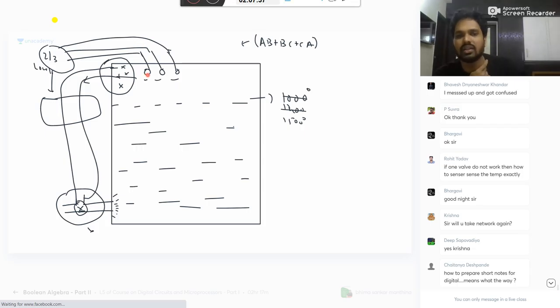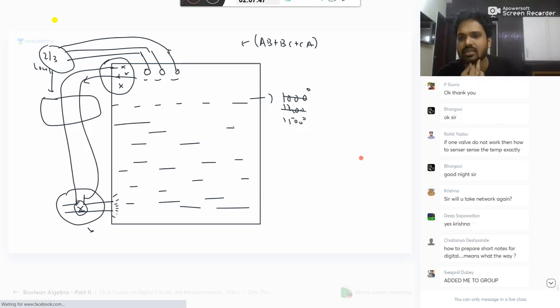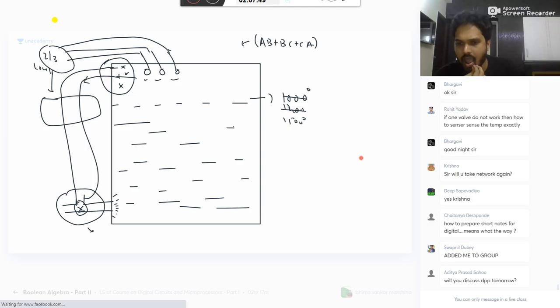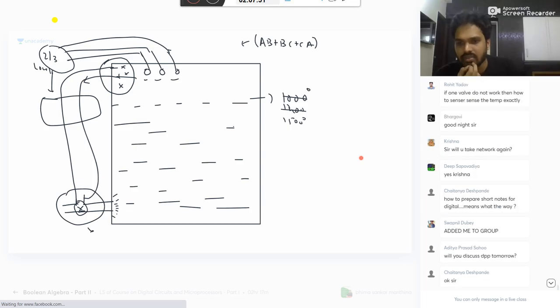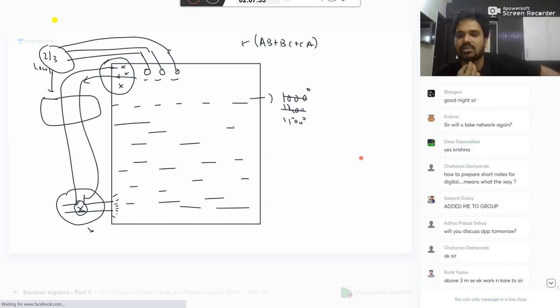No need here. There is nothing to remember here in the digital. If you want, you can make those Boolean algebra expressions as one line, but I don't suggest it, that is not required. No formulas are there here. Chaitanya, not tomorrow, Aditya. In the doubt session, we'll be discussing the DPP.